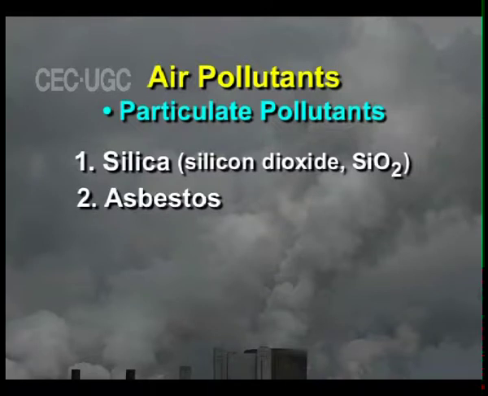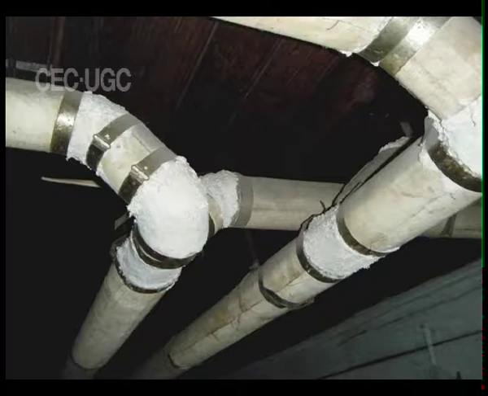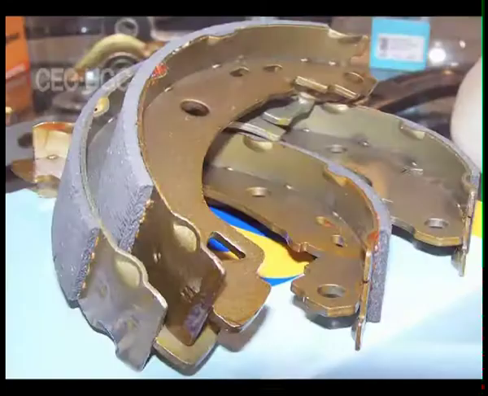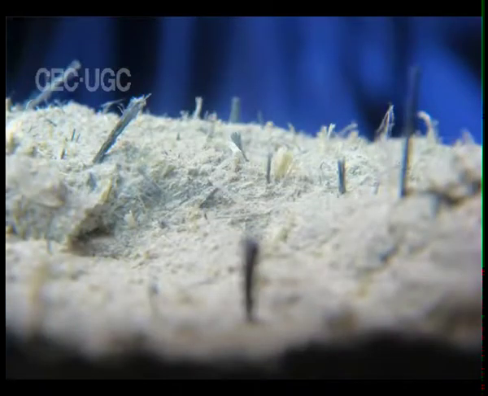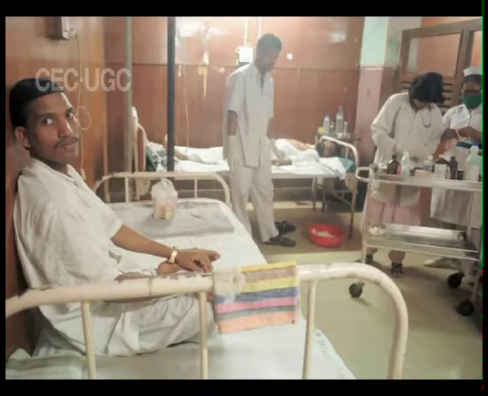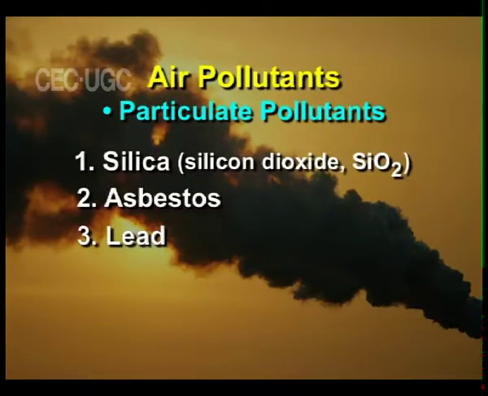Asbestos. Asbestos is an incombustible, chemical resistant, fibrous material used for fireproofing materials as well as insulation, building materials, brake linings, etc. Asbestos fibers in the ambient air pose a risk to human health in the form of cancer and other diseases. Then we have lead.